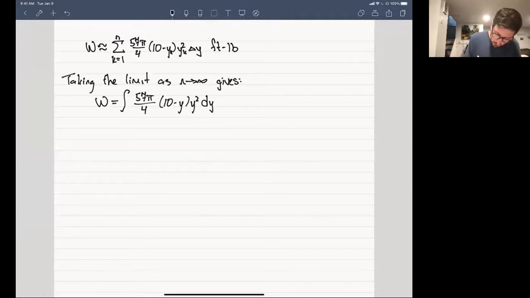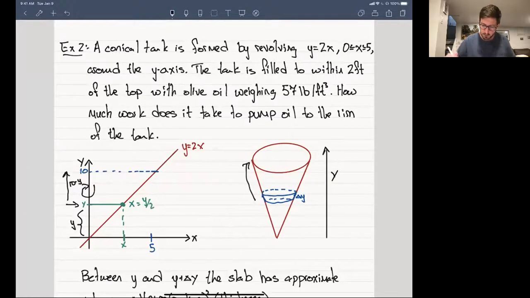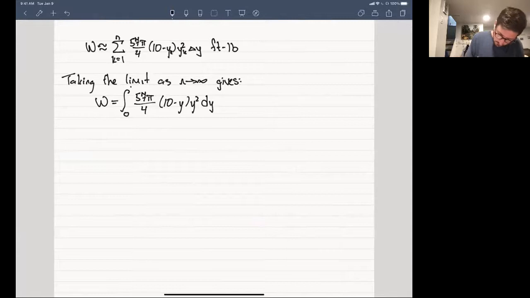Well, we start at 0 because that's the bottom of the cone. But if I go back for a moment, look at what it says in the approach to this that's given to us. It says the tank is filled to within 2 feet of the top. So the olive oil doesn't go all the way up to y equal to 10. It goes all the way up to y equal to 8. So you have 2 feet of buffer room at the top of this thing. So that tells us the upper bound here is equal to 8.